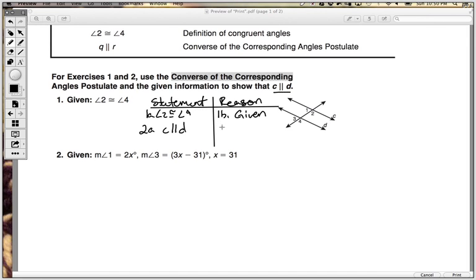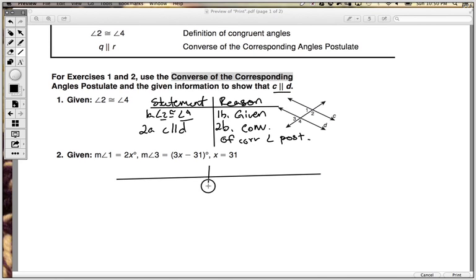And how do we say this? Well, they already kind of gave us what they want us to say. Because these are corresponding angles and they're congruent, then the lines are parallel. So that's the converse of corresponding angle postulate. Just like that. This next one has a little bit more involvement just because we got to take a few steps to get to where we can say that. So let's go ahead and set ourselves up here.